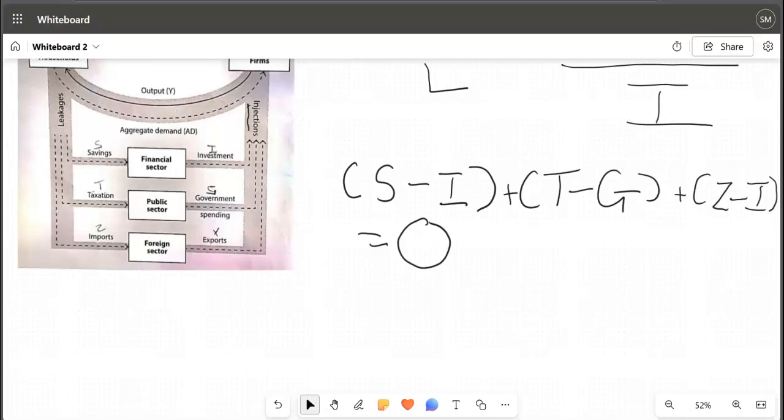This equation is then showing us that all of the imbalances will cancel out. So an imbalance in one sector will influence the other sectors.